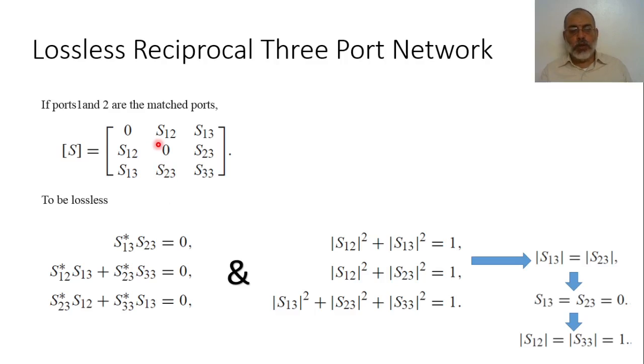So, according to this condition, S12 squared plus S13 squared should equal unity. S12 squared plus S23 squared should be unity. S13 squared plus S23 squared plus S33 squared should be unity.